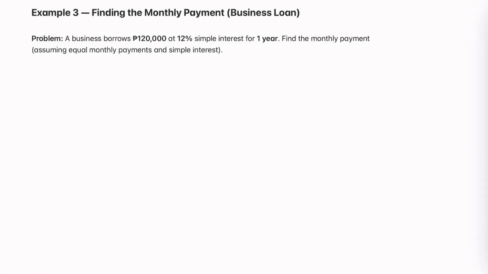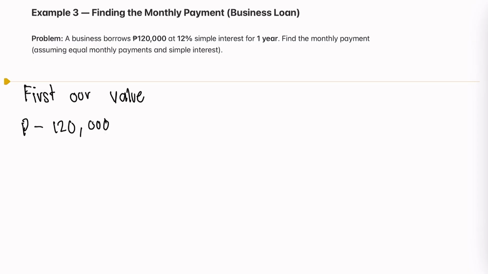Now, we are in our concept number 3, which is monthly payment. So how do we solve this? For example, a business borrows 120,000 pesos at 12% simple interest for 1 year. Find the monthly payment. First, let's list our values. P is 120,000, R is 12%, F is what we're still finding, and lastly T is 1 year. So we're done listing our values.